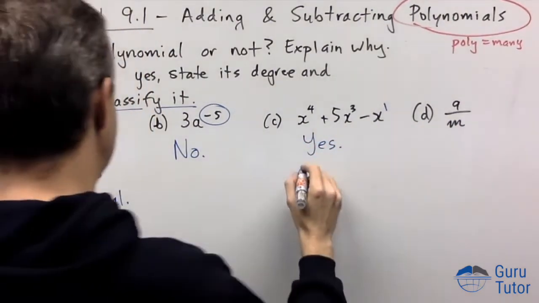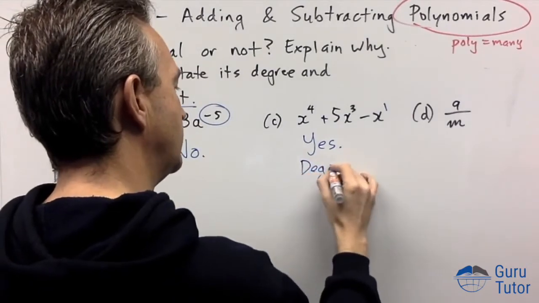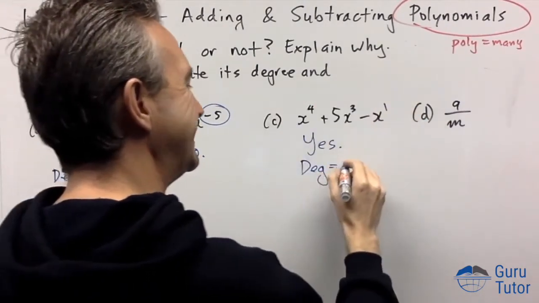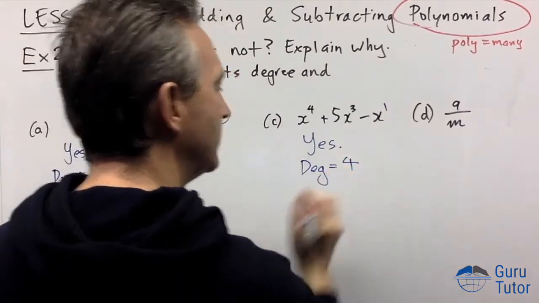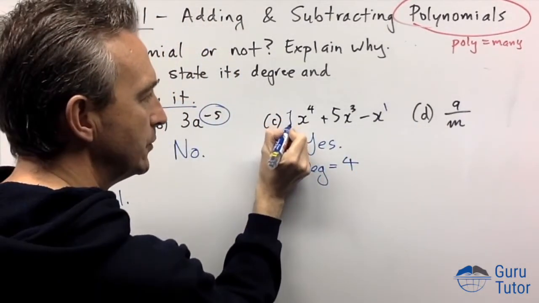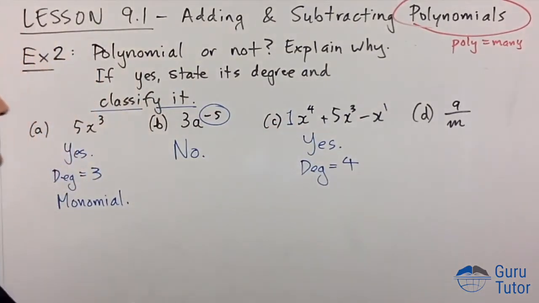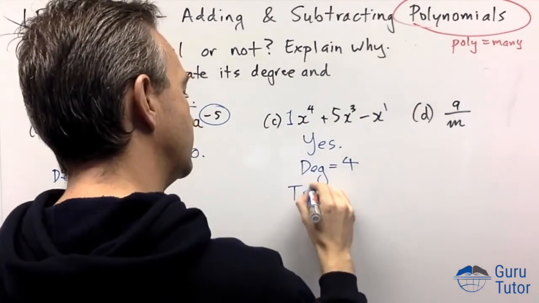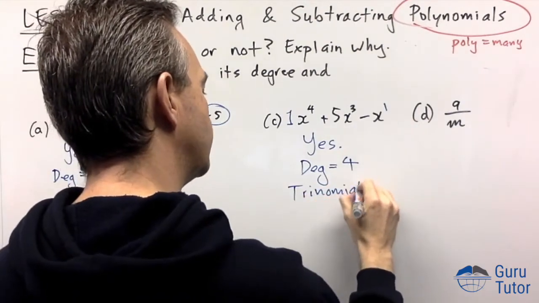What's its degree? The degree is, what's the largest exponent you can see? All this is already written in our standard form with the exponents going down. So the degree is 4. The leading coefficient is 1 if you're asked, but we're not asked here. Okay, and the last thing, classify it. We've got 1, 2, 3 terms, so this is a trinomial.